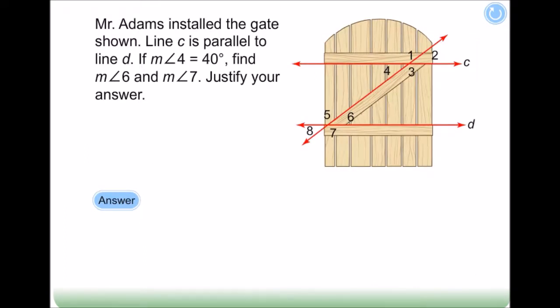Mr. Adams installed the gate shown. Line C is parallel to line D. If the measure of angle 4 is 40 degrees, find the measure of angle 6 and the measure of angle 7, making sure to think about how you know this is true.